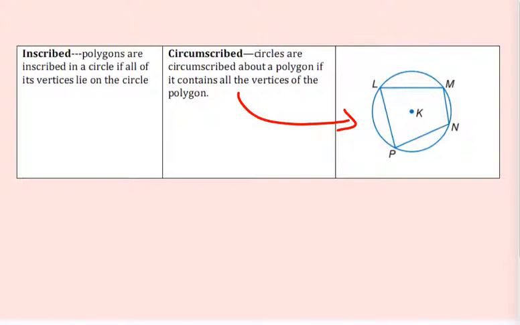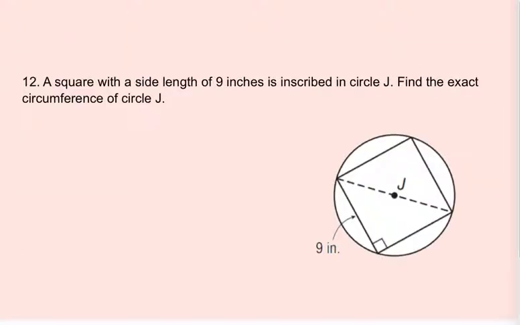All right, and an inscribed angle would look like this. The circle would look like this. It'd be a circle completely closed in by one of those. So a square with a side length of 9 inches is inscribed in a circle J. Find the exact circumference of circle J. So this is a square.